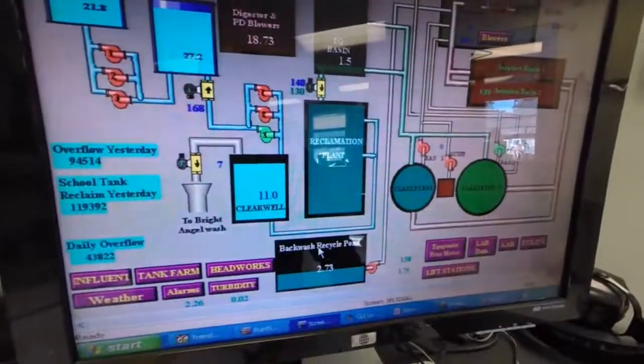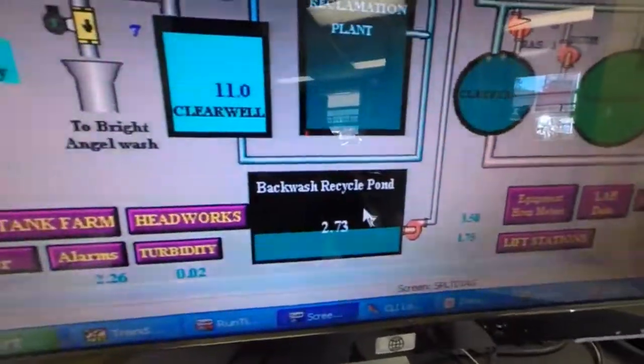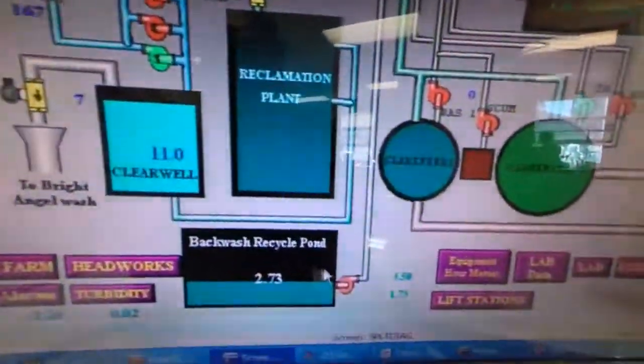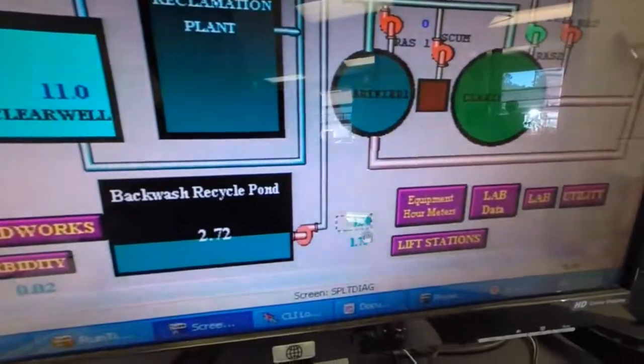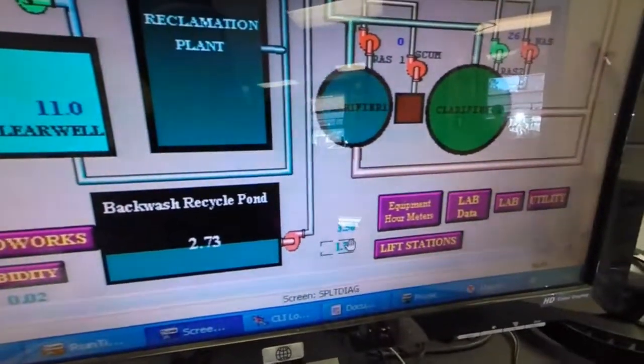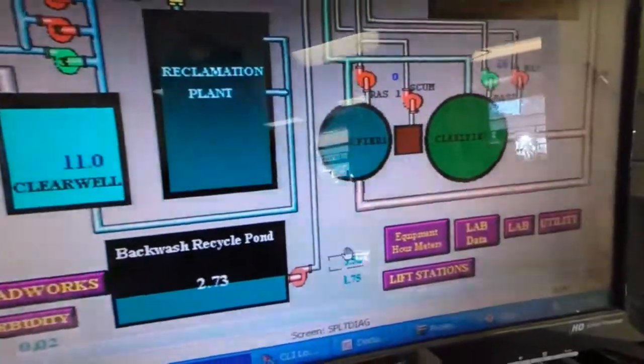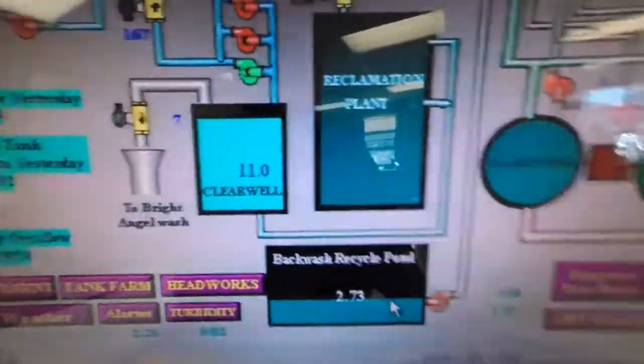Alright, it's time to drain the backwash recycle pond. We're at 2.72 feet in high. Our set points are 3.5 and 1.75 feet. So it'll never get up to 3.5 feet. We do that on purpose so that it doesn't automatically come on.